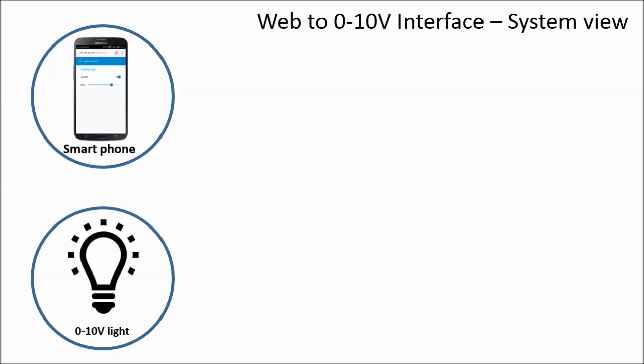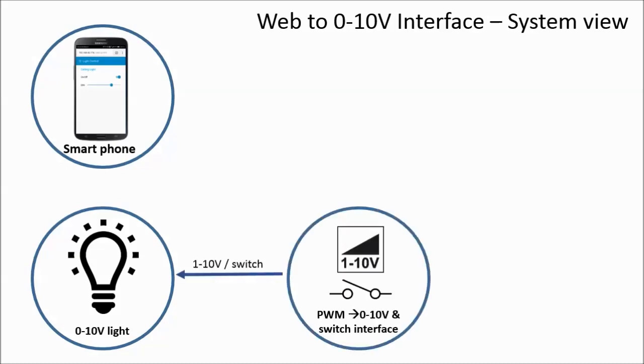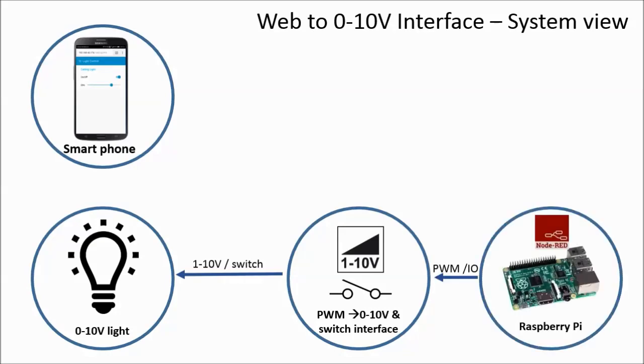So now we have a 0 to 10 volt dimmable light fixture and a browser on a smartphone. How can we get them connected? Let's start at the 0 to 10 volt dimmable light fixture. First we will need a 0 to 10 volt signal and a main switch to dim and switch the light. For this we will build an electronic interface which converts the digital PWM signal to DC 0 to 10 volt and a digitally controlled main switch. Then we use the GPIOs of a Raspberry Pi to control the main switch and generate the PWM signal.